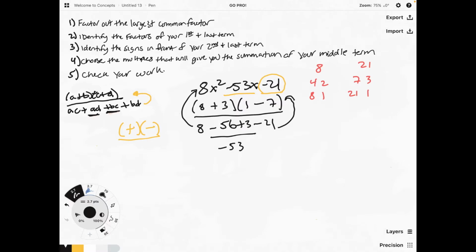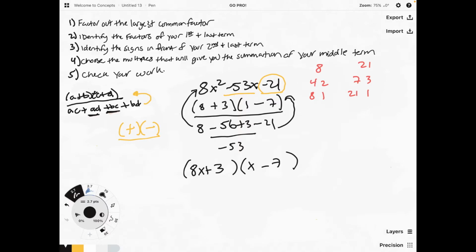Now we need to add the x back in. How do we get x squared? It's going to be x times x, and that's going to be our x squared term, right? Now we're adding in the 3, and we are putting in the 7. Therefore, this should be your answer, and we'll go to step 5 to check our work.